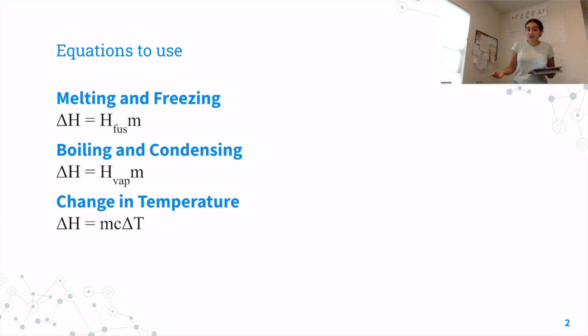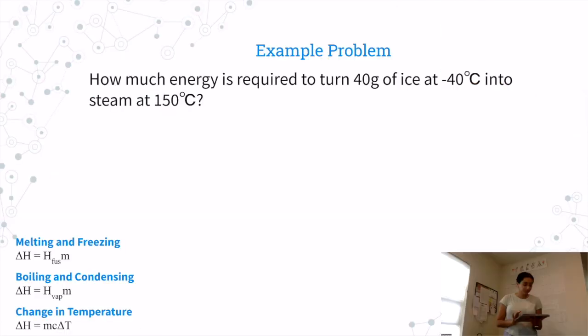The heat of fusion is the heat required to melt 1 gram of a substance. The heat of vaporization is the amount of heat required to boil 1 gram of a substance. And the specific heat capacity is the amount of heat required to raise 1 gram of a substance 1 degree Celsius. So let's get into our example problem.